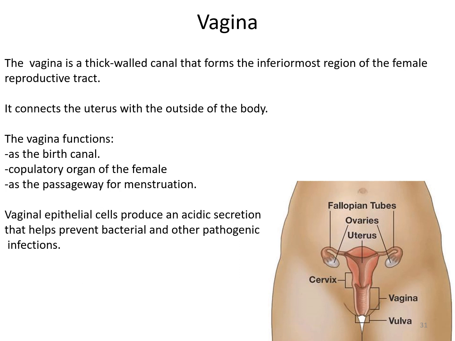Vaginal epithelial cells produce a secretion that is fairly acidic, and that helps to prevent bacterial and other pathogenic growth within the vagina.